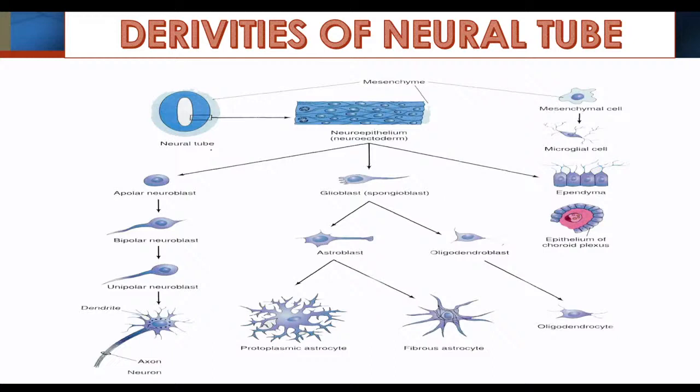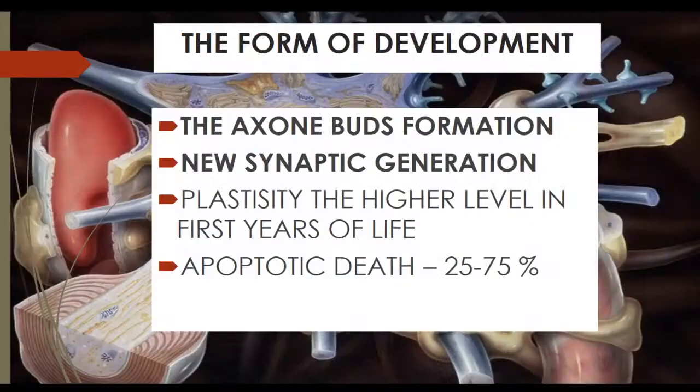Neural crest gives us the formation of Schwann cells especially. In development, that's when the nerve cells start to grow. First of all, they create axon bonds, and the formation of synaptic junctions starts at the terminals of these processes. Plasticity is a high characteristic of the early neurogenesis.